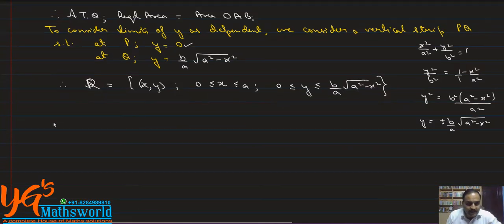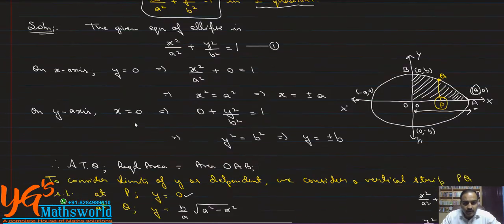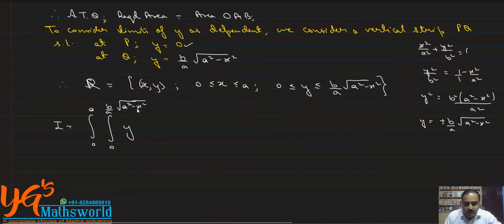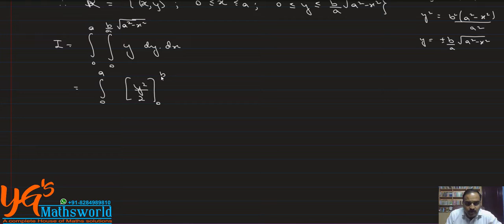So that means the required integral I reduces to the integral from 0 to a, and 0 to b upon a root of a square minus x square, of the function y, dy dx. So first of all we have to integrate with respect to y. So 0 to a, now integration of y will be y square by 2 within the limits 0 to b upon a root of a square minus x square, into dx, that is 1 by 2 outside.